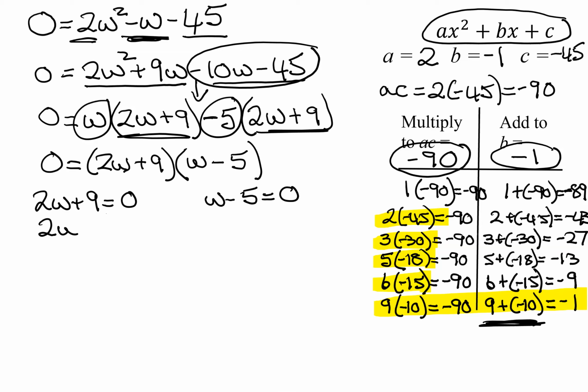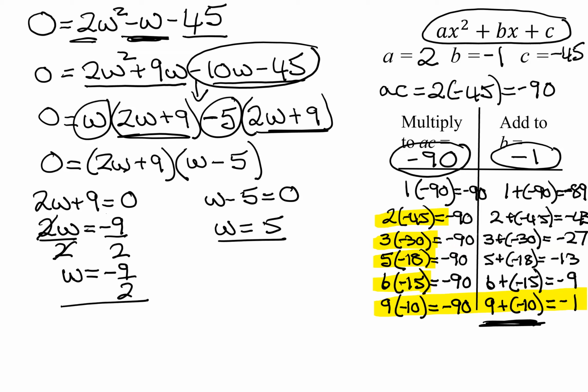So the first one, 2W equals negative 9, subtracted 9 from both sides, dividing both sides by 2. I get W equals negative 9 halves. And this one, add 5 to both sides, W equals 5. So I have two solutions. Are they both viable? Have you ever heard of a width that's a negative number? No, widths and lengths can't be negative, so that is not a viable solution for our application problem.